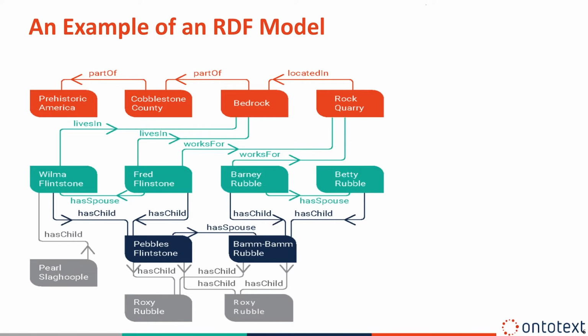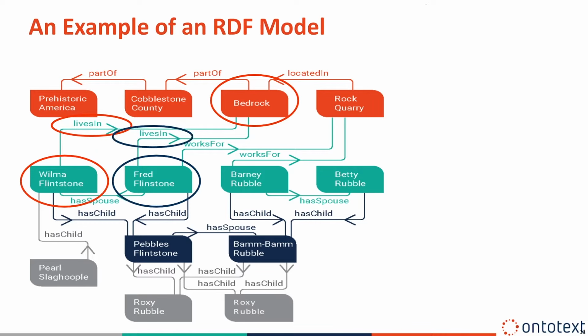In this example, we demonstrate how multiple triples link together to form an RDF model. As you can see, we are describing the characters and relationships from the Flintstones television cartoon series. Here we see the triple Wilma Flintstone lives in Bedrock. Wilma Flintstone is the subject, lives in is the predicate, and Bedrock is the object. Fred Flintstone lives in Bedrock is another triple.